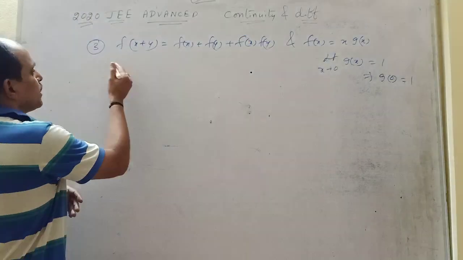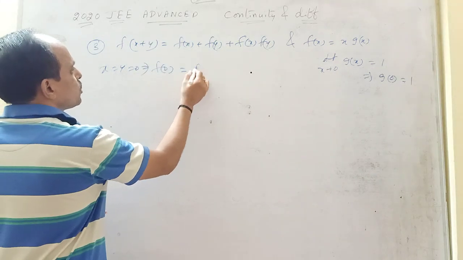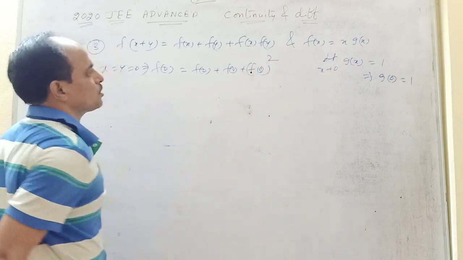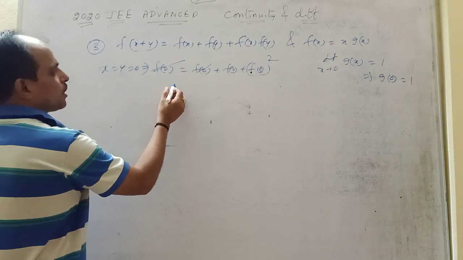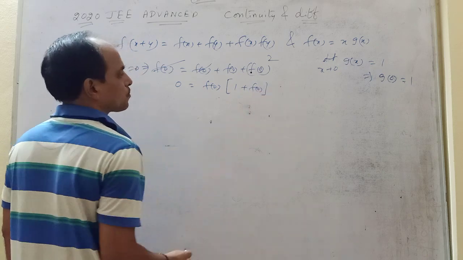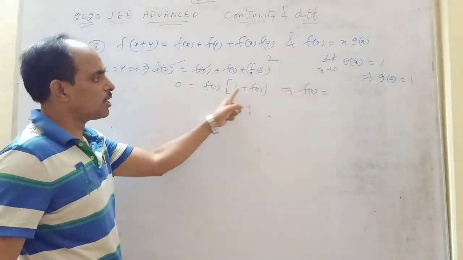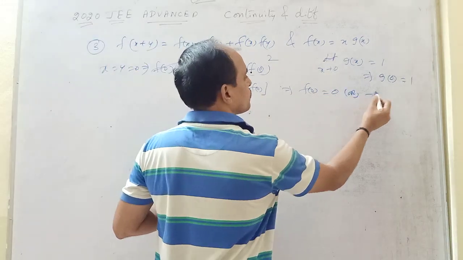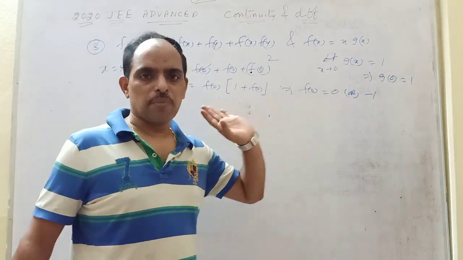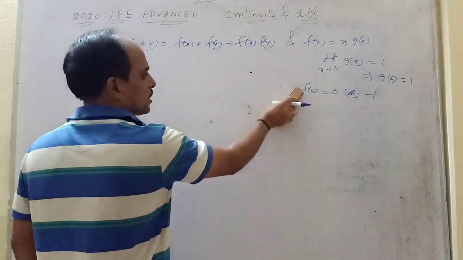Now I am going to take x is equal to y is equal to 0. Then what happens here? You see, f(0) is equal to f(0) plus f(0) plus f(0) into f(0) whole square. So one f(0) cancels. Now 0 is equal to, you take f(0) common, so we have f(0) times 1 plus f(0). Now from this we can conclude that f(0) is equal to 0 or minus 1. So you remember this one. Okay. Now going to prove f is differentiable or not.